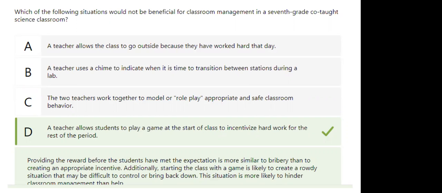Additionally, starting the class with a game is likely to create a rowdy situation that may be difficult to control or bring back down. This situation is more likely to hinder the classroom management than help, even with 2 teachers in the classroom.